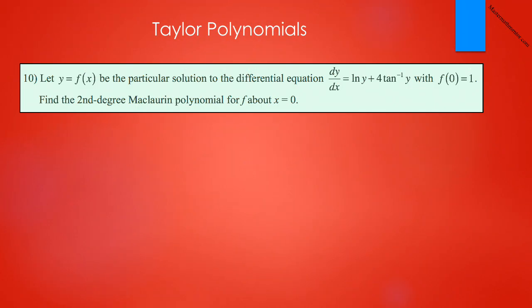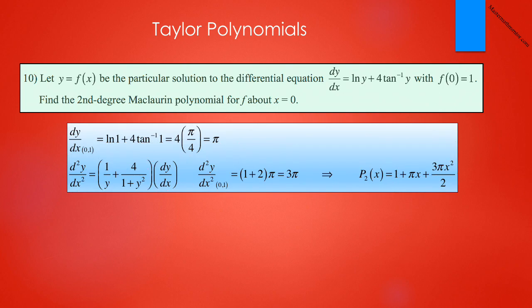Number 10 reads, let y equal f of x be the particular solution to the differential equation dy dx equals natural log of y plus 4 inverse tangent of y with f of 0 equals 1. We want to find the second degree Maclaurin polynomial for f about x equals 0. We have a formula for dy dx, so dy dx at the point (0, 1) is the natural log of 1 plus 4 inverse tangent of 1, which is 0 plus 4 times pi over 4, which is equal to pi.